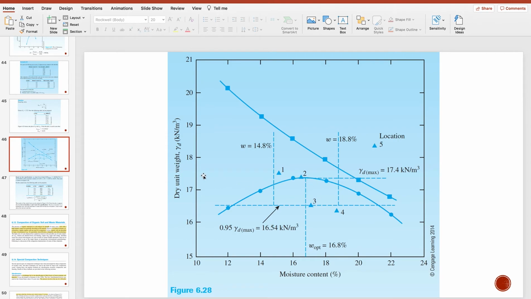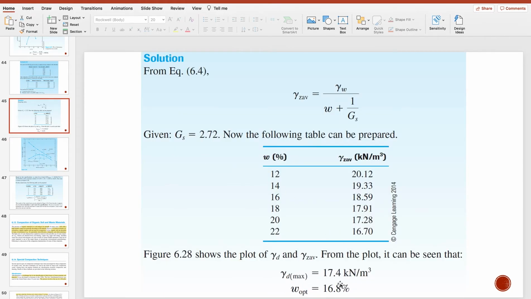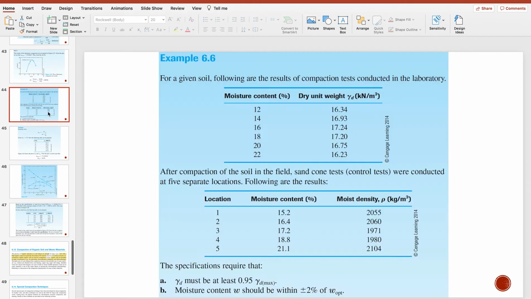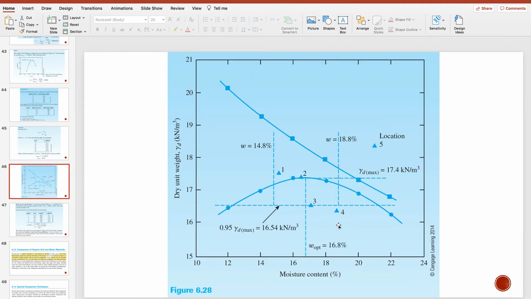Yung highest point, balikan natin yung highest point. Yung highest point natin, which is 17.4 kilonewton per meter. The moisture content is 16.8%. So, yun yung ating magiging value, 16.8%. But, pasok ba siya sa ating condition na plus or minus 2? So, yes. So, the plus or minus 2 is ito, 14.8 and 18.8%. Yan yung ating plus or minus 2. Yan lang yung pwede natin gamitin na moisture content for our maximum dry unit weight.